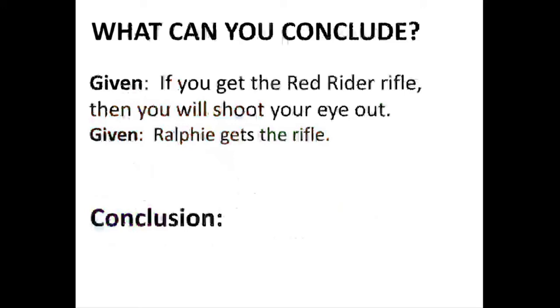And so as we start, my original conditional was the part about if you get the Red Ryder rifle, then you will shoot your eye out. So let's go ahead and identify the important pieces of this particular conditional. My hypothesis is, you get the Red Ryder rifle. The conclusion is, you will shoot your eye out. And then the question I have is, where does this statement, Ralphie getting the rifle, line up with my original hypothesis P? For me, it always helps to draw my little diagram here.